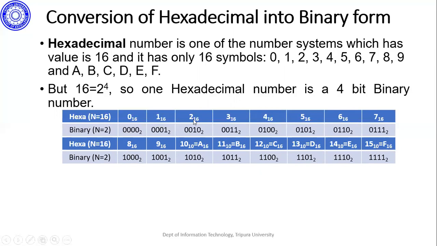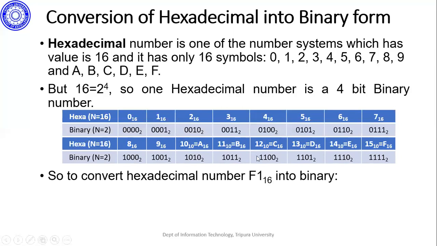So you can see here 0, 1, 2, 3, 4, 5, 6, 7, 8, 9, 10 base 10 is equal to A base 16, 11 base 10 is equal to B base 16, 12 base 10 is C base 16, and so on. And we have the binary numbers.